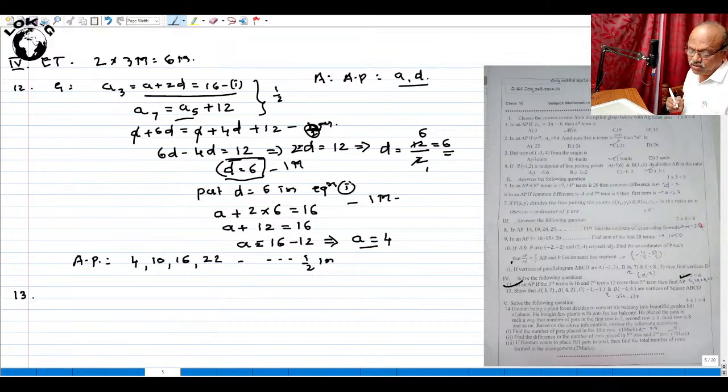Let us move on to the 13th problem. Very important problem, a bit lengthier. You are asked to show that A(7, 7), B(4, 2), C(-1, -1), D(-4, -4) are vertices of a square. Look here. It is again based on coordinate geometry, vertices of a square.